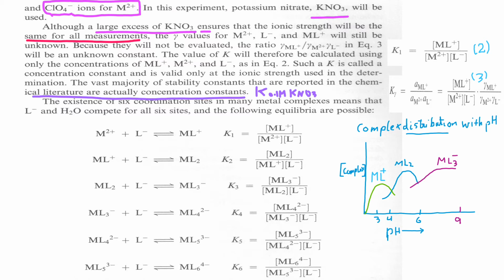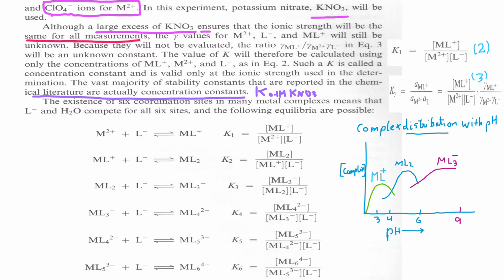And in this experiment, as we said several times, KNO3 is added in high concentration, 0.2 molar. A large excess of KNO3 ensures that the ionic strength stays constant throughout the experiment. And the gamma values for M2 plus, L minus and ML plus will still be unknown, because they will be evaluated later on. The ratio of gamma ML plus to gamma M2 plus times gamma L minus, this ratio in equation 3, will be an unknown constant.